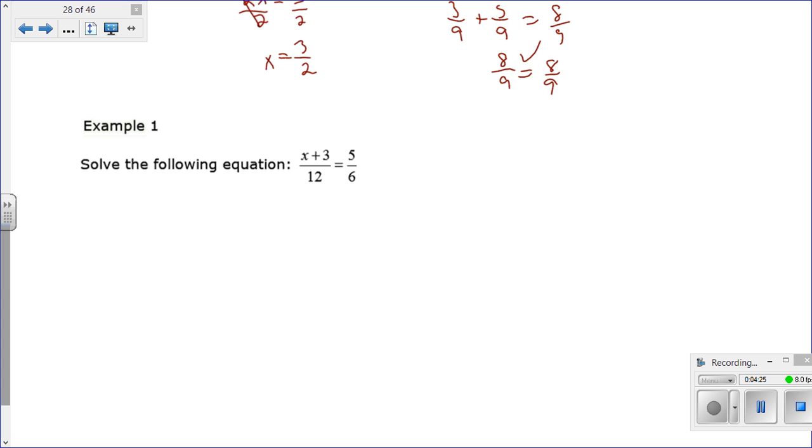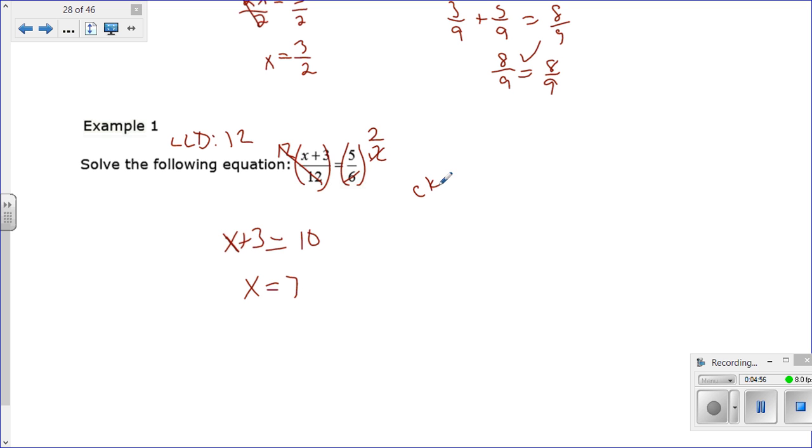Number 3, I need to find an LCD. And in this case, my LCD is 12. I'll multiply one side by 12, multiply the other side by 12. Here the 12's cancel out, and I just have x plus 3. Here the 6 and the 12 cancel out, and with the 2, it's equal to 10. So x equals 7. So then I need to check. Make sure everything works out okay.